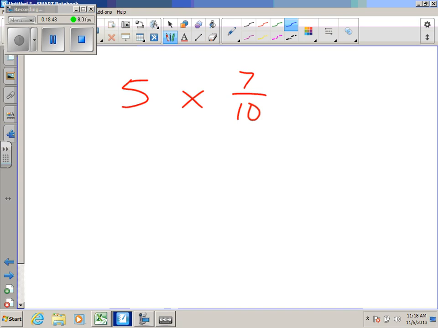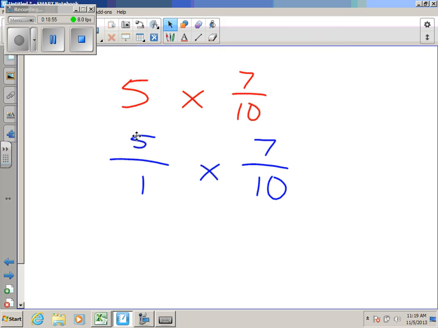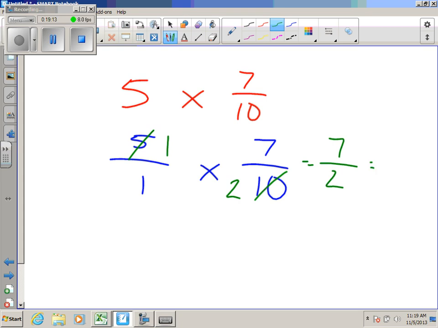All right, fraction form. 5 over 1, 7 over 10. 5 and 10. Divide them both by 5. 1 and 2. 1 times 7. 1 times 2. 2 into 7, Desriana? 3 with 1 left over. 3.5. Now estimate. Go back and estimate.